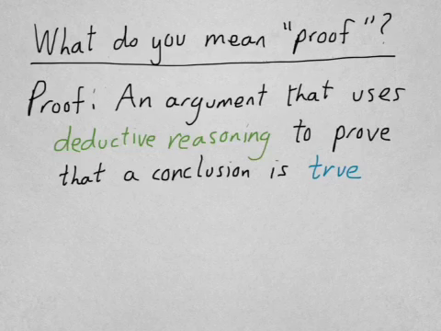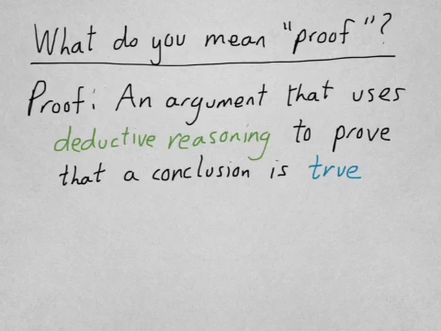Well, a proof is an argument that uses deductive reasoning to prove that a conclusion is true. It's like a formal way to show the progression of your thinking, similar to how you would show your work in an algebra problem, but here we are showing why a certain geometric property is true. However, we're going to begin by just looking at proof for algebra situations so that you guys get comfortable with the idea.